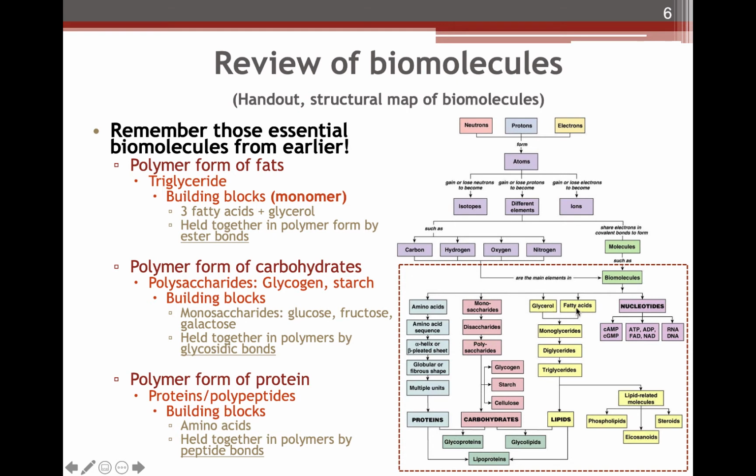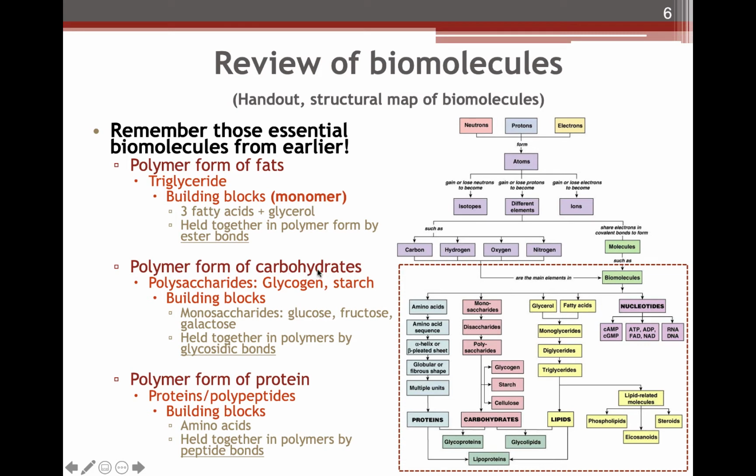Glycerol joins with a fatty acid via what are called ester bonds, a type of covalent bond, to form a monoglyceride if it's only one fatty acid. Or if you put two fatty acids on a glycerol, it's called a diglyceride. Three fatty acids maxes out the glycerol and forms a triglyceride.